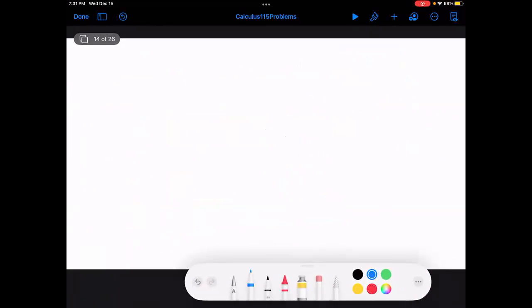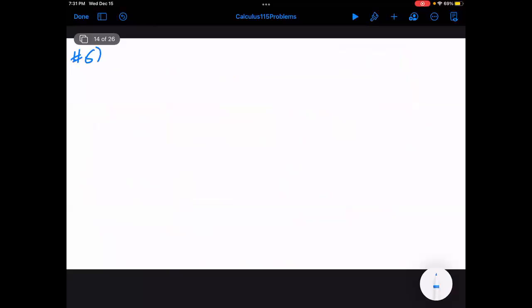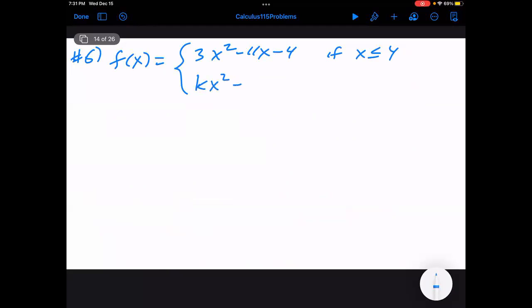Number 6. What's number 6? For what values of k is the function f of x equal to, give me the top. The top is 3x squared minus 11x minus 4, for x less than or equal to 4, continuous at x equals 4. What's the other one? It's kx squared minus 2x minus 1, for x greater than 4.